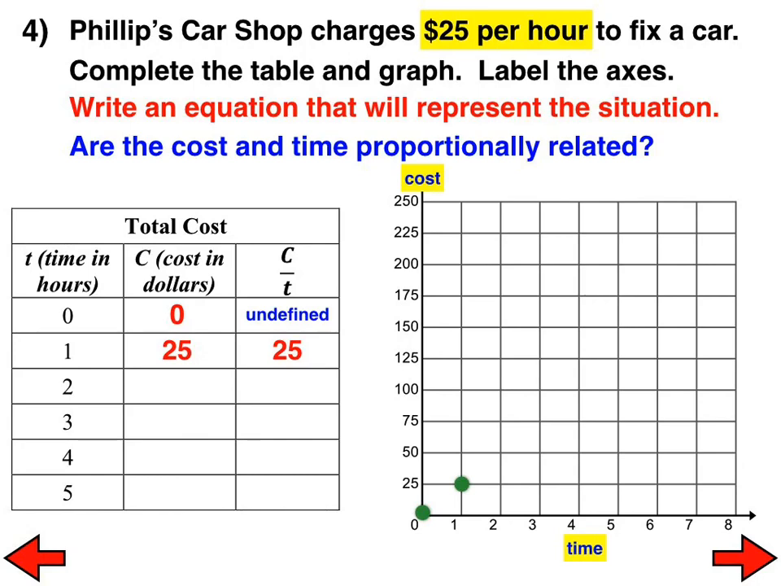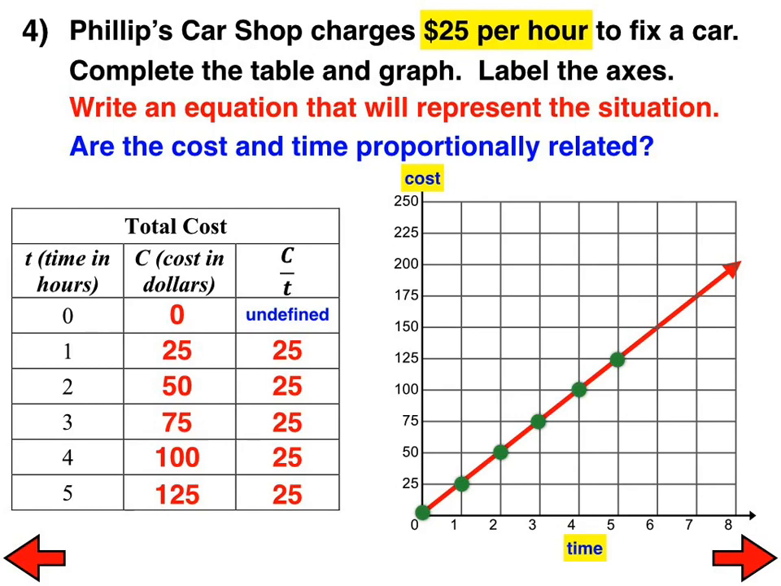All right, let's finish this table, finish the graph. For 2 hours, it's $50. The ratio is 50 over 2, which is 25. For 3 hours, it's $75. The ratio of 75 over 3 is 25. Plot the ordered pair, and we keep going here. And we connect them all together.